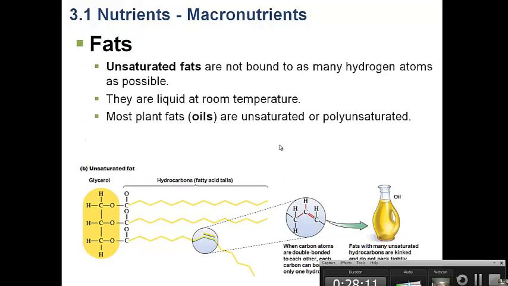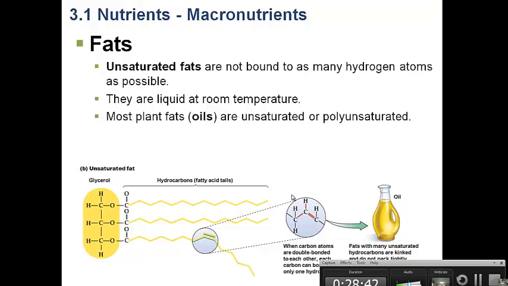Alright, in contrast to this, we have unsaturated fats. And so unsaturated fats do not have as many hydrogens present as could possibly fit on that fatty acid tail. If we look down here at our fatty acid tails, we see the double bond present in that fatty acid tail. And as we zoom in there, we see that the double bond is present, and you'll remember this from our Chapter 2 discussion of bonding.